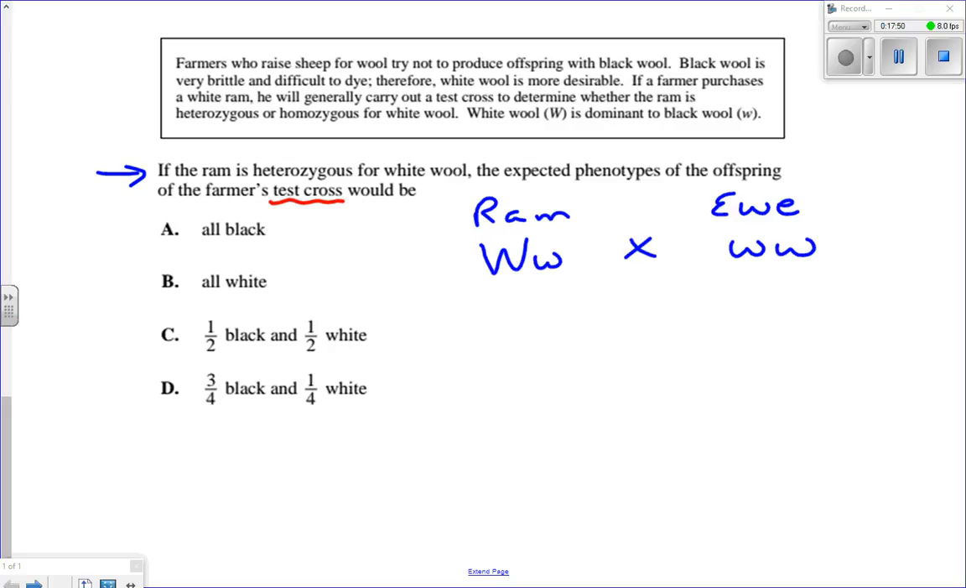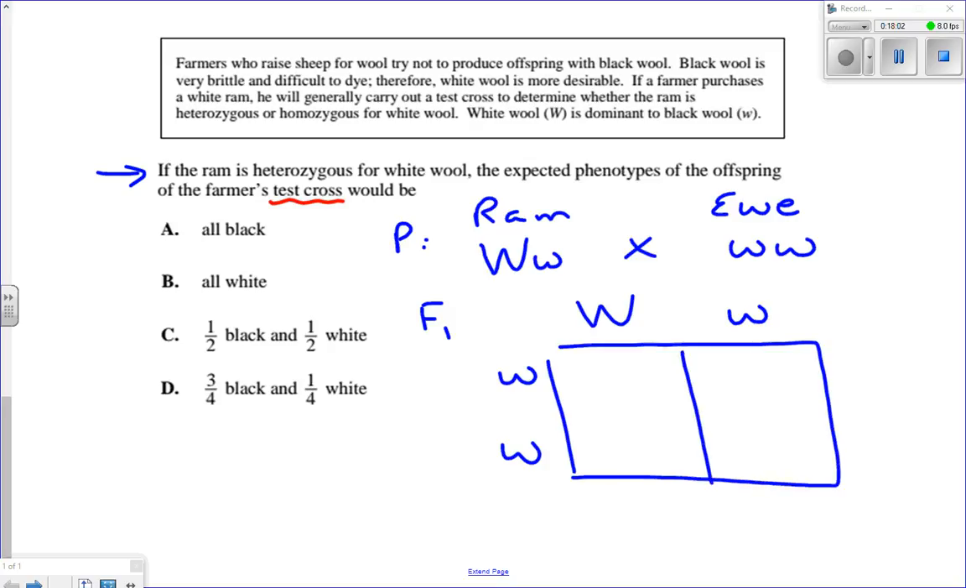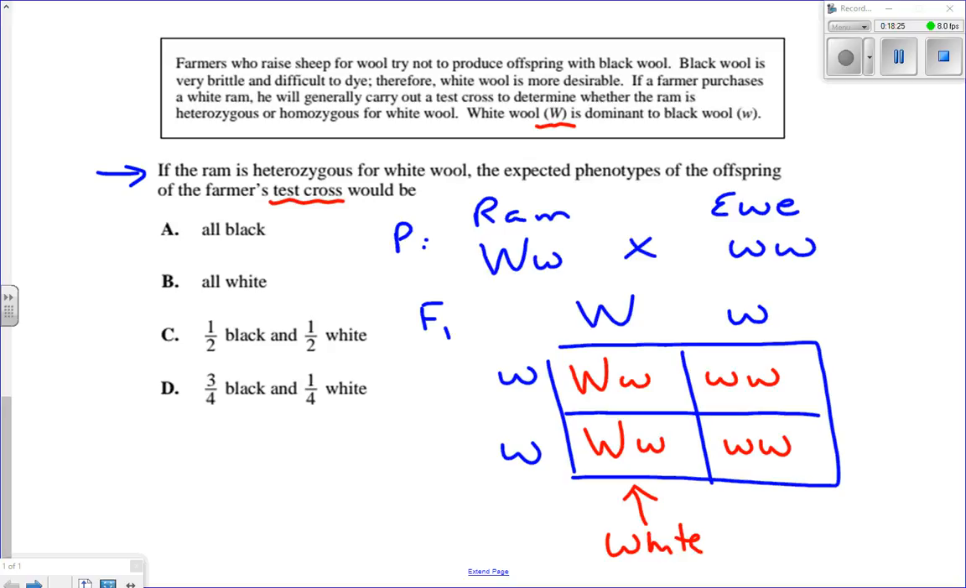So all we need to do here is set up a Punnett square. That's our P generation. So in our F1 generation, we separate the alleles of the parents, big W, little w, and little w, little w. And what we end up with, big W, little w, little w, little w, big W, little w, and little w, little w. So what we would expect here is half of them being white, because white is big W, and half of them being black. So our correct answer here is half black, half white.